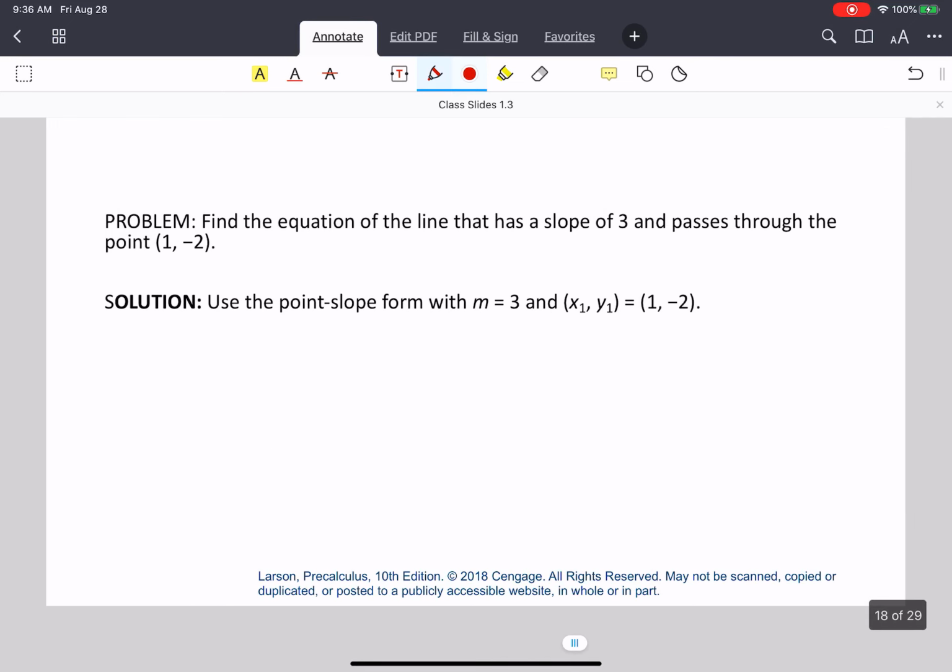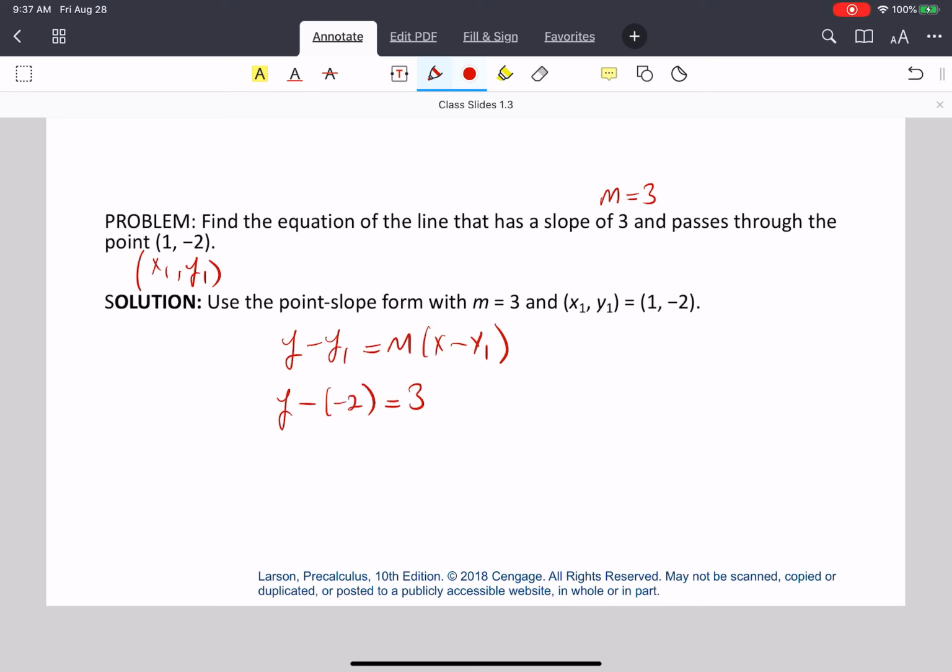So here's an example. Find the equation of the line that has a slope 3 and passes through the point 1 comma negative 2. What that means is my m in this case is 3. The point x1 comma y1 is 1 comma negative 2. So I'm just going to use the point slope form, which looks like y minus y1 equals m times x minus x1. So then y stays the same, and y1 given is negative 2, equals m, which is 3, times x minus x1, which is 1.